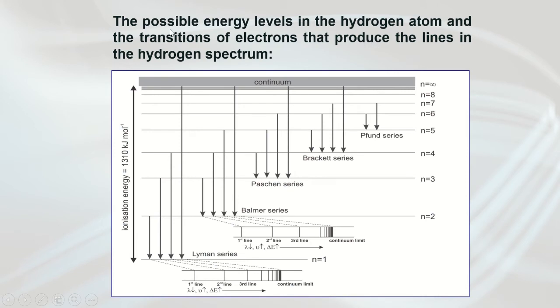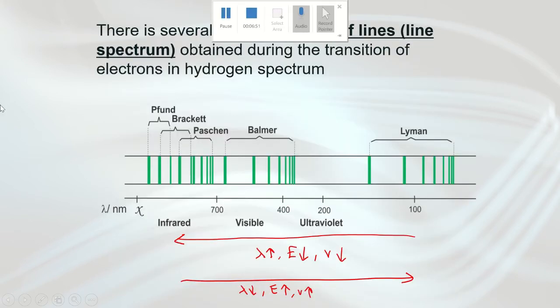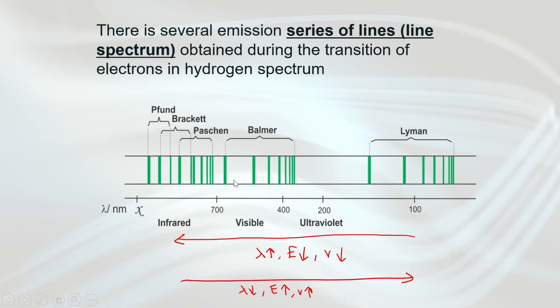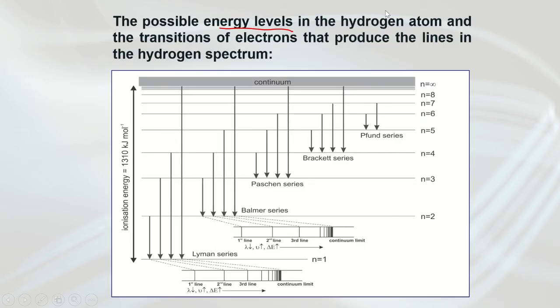Okay, so here are the energy levels. This is the line spectrum. You must be able to differentiate between line spectrum and energy level. This is the line spectrum. This is the energy level. So this is the possible energy level in the hydrogen atom.